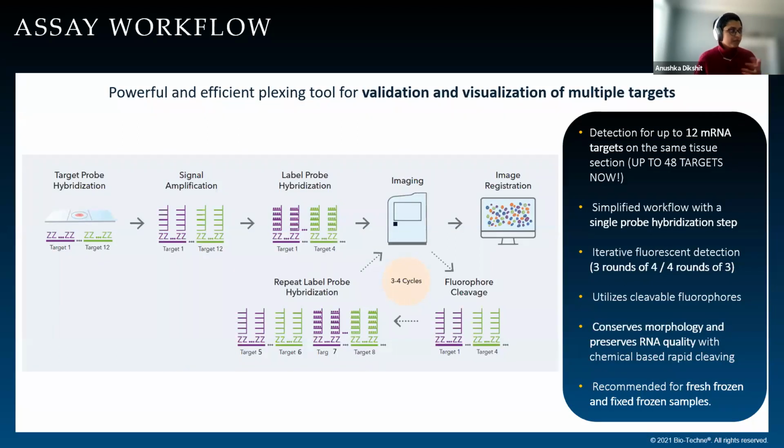As you can see here, just like any other RNAscope assay, you will permeabilize your tissue section. You will hybridize all 12 of your target probes at the same time and develop the amplification tree on all the 12 probes for the 12 targets. And then you perform iterative detection of 4 targets or 3 targets at a time, based on which of our configurations you're using. So the way it works is you will add your fluorophores, you will develop the first 4 targets, cleave your fluorophores, add fluorophores to the next 4 set of targets, cleave, and so forth.